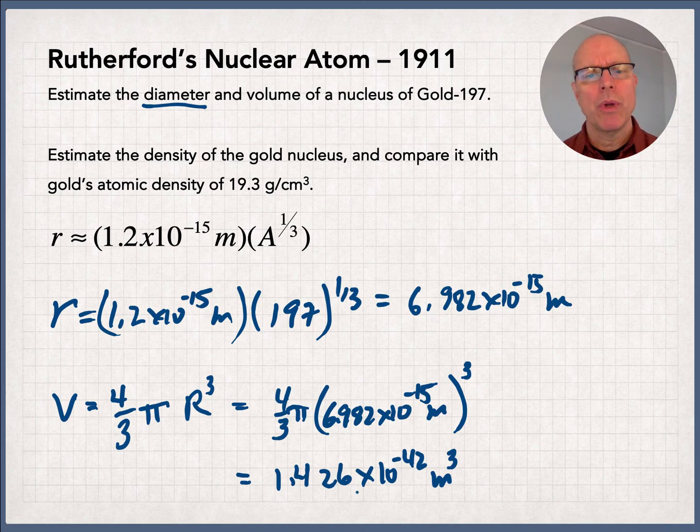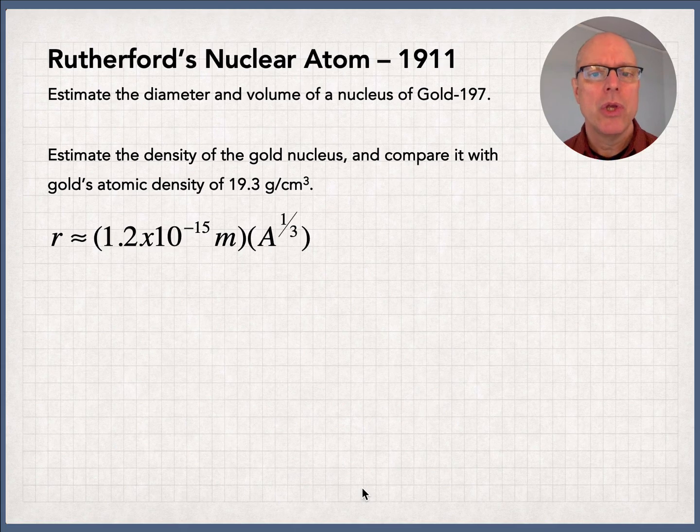Okay, so anyway, we've got a size for the volume of the gold nucleus. Let's go ahead and move that forward and do the next step. To get the density of the gold nucleus, we just use our formula for density. Density equals mass over volume. Okay, well, we can do that first step first. Let's get the mass of the gold nucleus first.